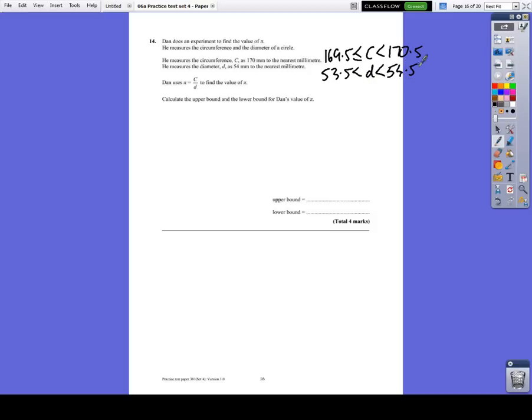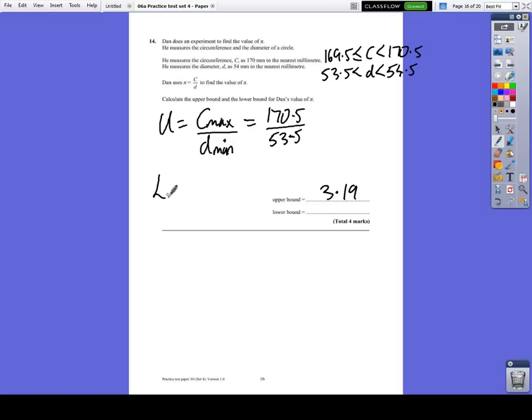Now, it says Dan uses pi equals C over D to find the value of pi. Calculate the upper bound and the lower bound. Well, to do the upper bound, you want to do C max, so the biggest value of C, divided by the lowest value of D. So that would be 170.5 divided by 53.5, because dividing by a smaller number gives you a bigger answer. And that would give you 3.19.